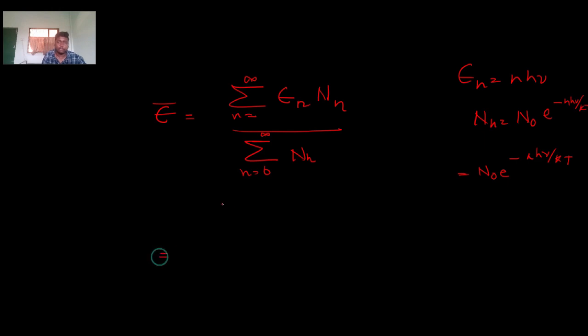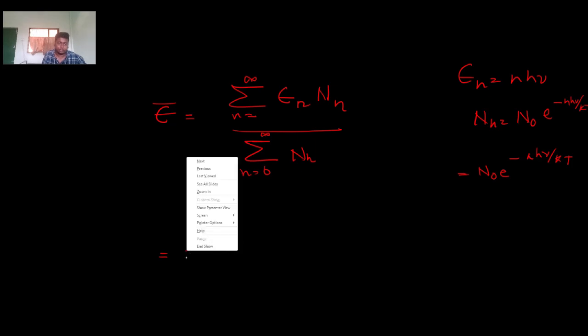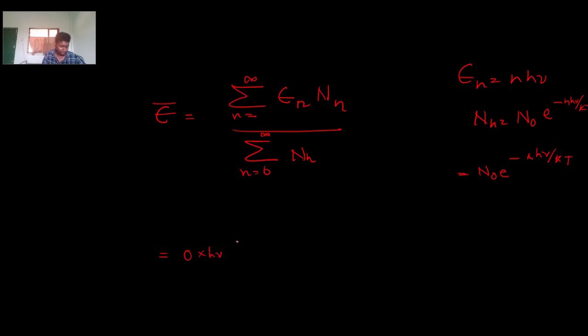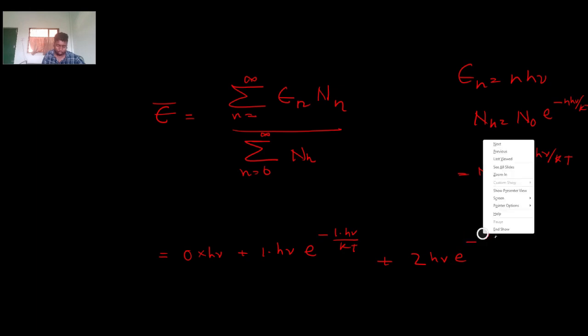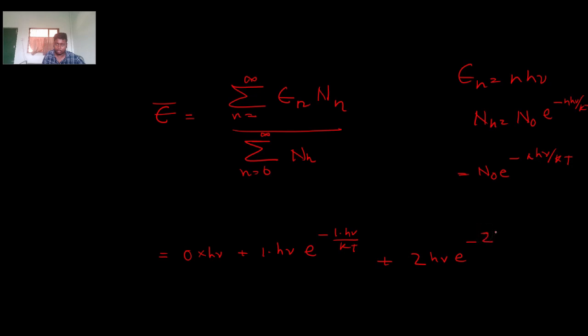Okay, now let's proceed with the derivation. Here you can write: 0 into h nu for E0, plus 1 into h nu e to the power minus h nu by kT, plus 2 into h nu e to the power minus 2h nu by kT, plus, and in the same way we continue, because En equals nh nu. For n equals 0, nh nu equals 0, so this part will be 0.